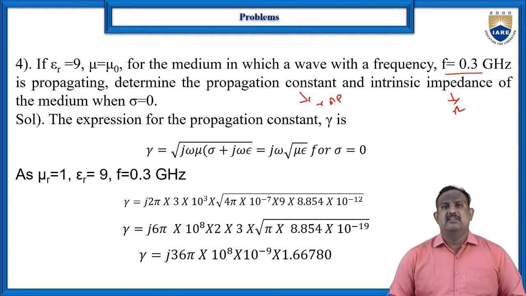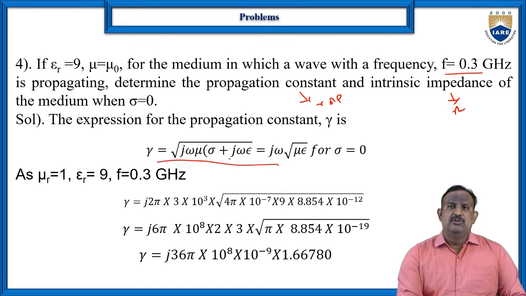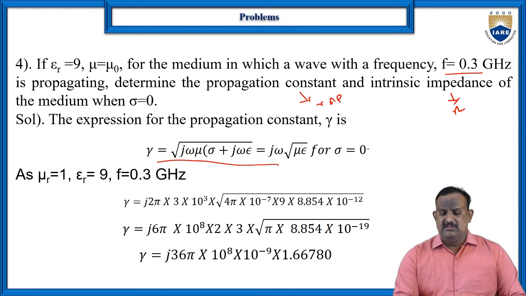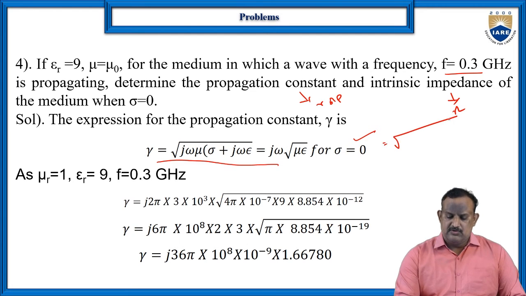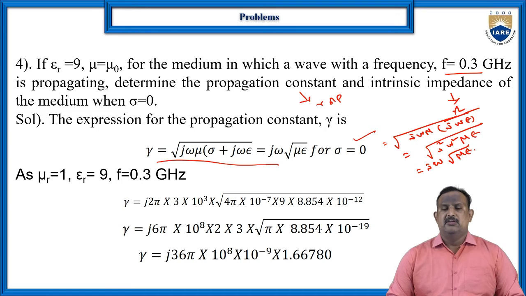Here we have the expression for the propagation constant gamma equal to root of j omega mu into sigma plus j omega epsilon. Here we need to assume that the conductivity sigma equal to 0. If conductivity sigma equal to 0, then we have root of j omega mu into j omega epsilon. Therefore, it is root of j square omega square mu epsilon, or j omega into root mu epsilon.